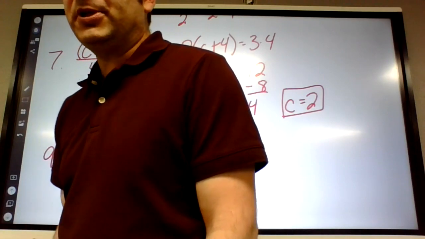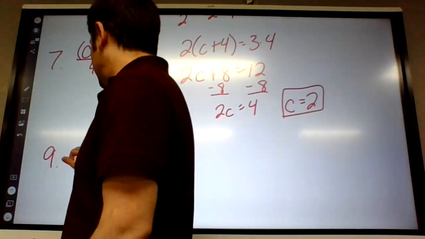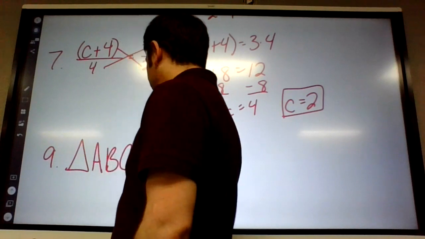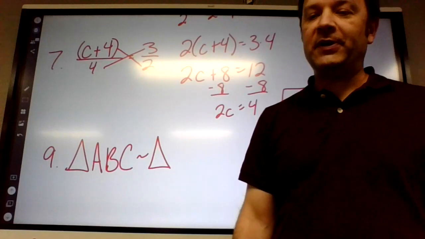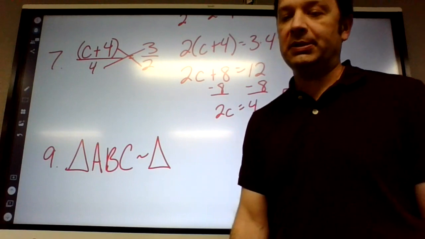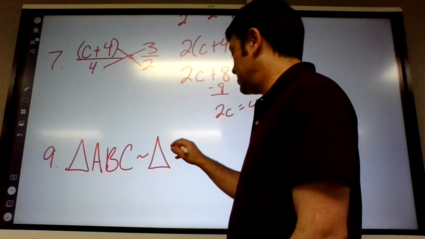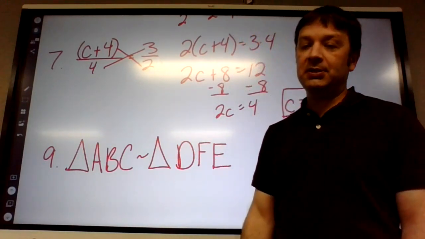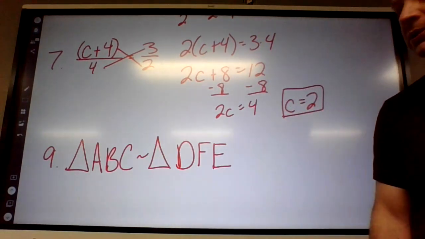Okay, number 9, write a similarity statement for each of a pair of similar figures. What do you think they mean by similarity statement? Like triangle ABC is congruent to, no, not congruent, it's similar to. If I start with triangle ABC on the left, that would match triangle DFE. The order on the second one would be DFE, because A matches D, B matches F, C matches E.